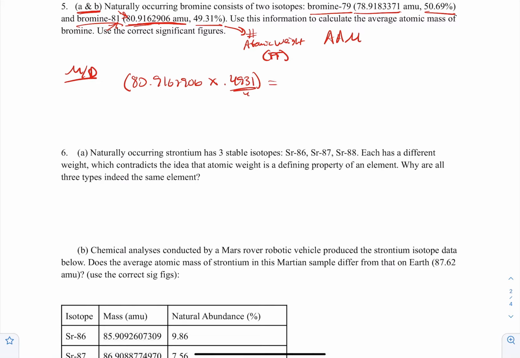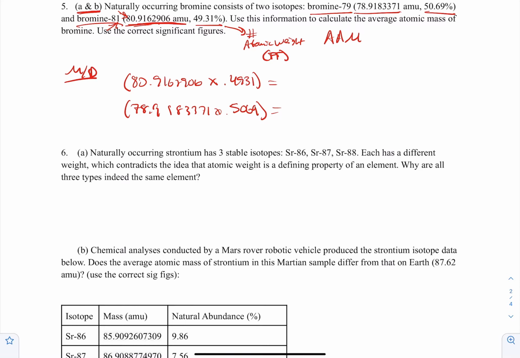And then we have to do that same thing with the 79 isotope. So I'm going to put 78.9183371, okay, times its abundance, which is 0.5069. Remember, with percentages, we have to move the decimal over 2 places in order to do that, okay? This is also limited to 4 sig figs, and don't get confused. I'm not dividing by 4 here. I'm just saying that this is 4 sig figs.